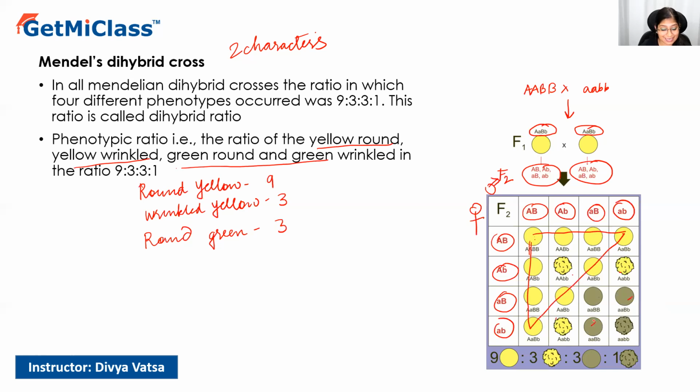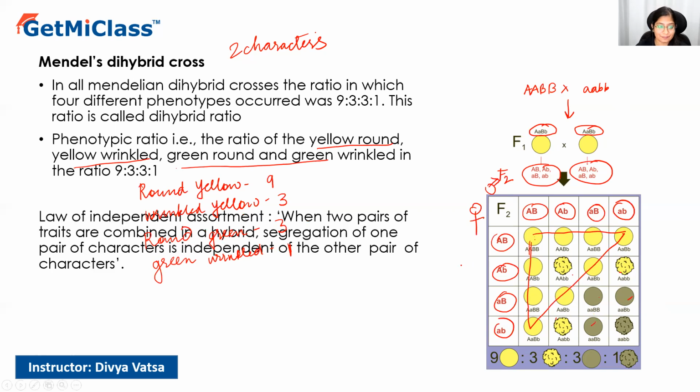1, 2, 3. And how many finally the recessive one? What is the recessive? It is supposed to be green and it is also supposed to be wrinkled. So that is the recessive one. That is 1. So this is the final ratio that we obtain in Mendel's dihybrid cross.